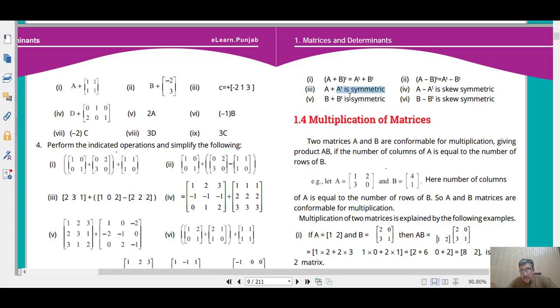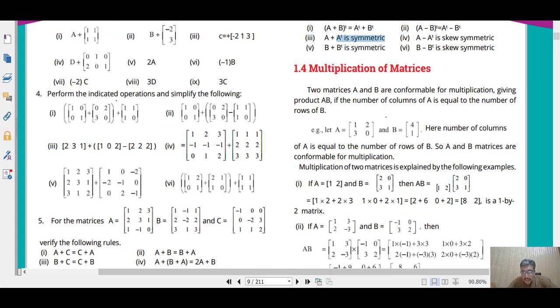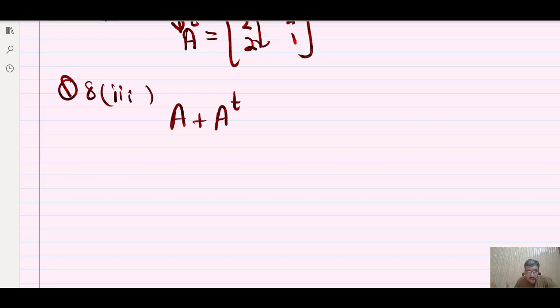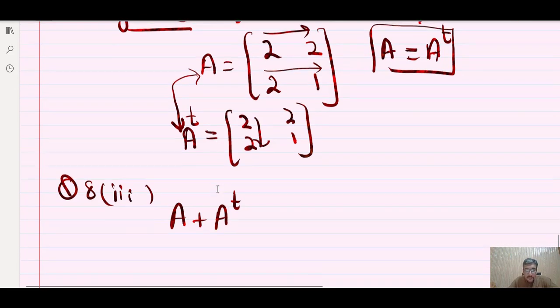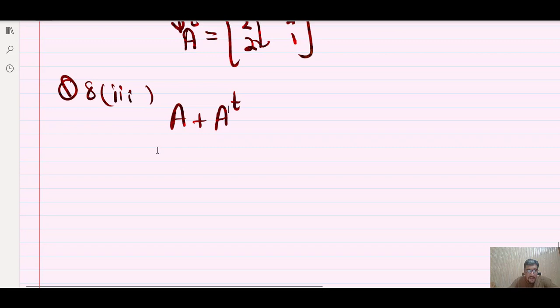So I'm going to solve the third part first. Question number 8, part number 3, A plus A transpose. Let me again repeat the concept of symmetric. If one matrix is given, for example A is this one, and we take the transpose of that matrix, and the transpose is equal to the original entries of the matrix, it is symmetric. So first of all, we are going to solve this one.